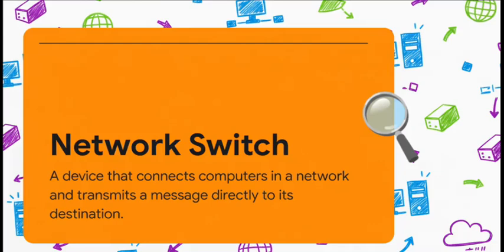Oh, and there is. Meet the network switch. This was a massive upgrade that pretty much made the hub a museum piece. A switch is intelligent. It actually learns which computer is on which port. So when a message comes in, it sends it only to the computer that's supposed to get it.